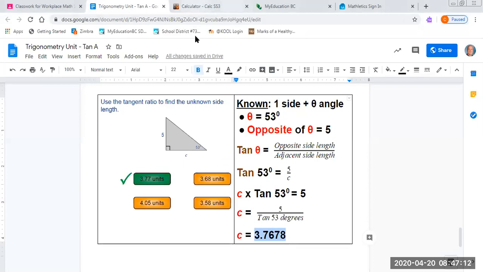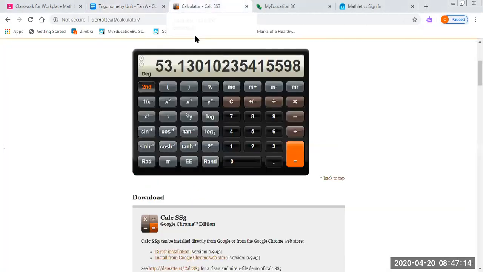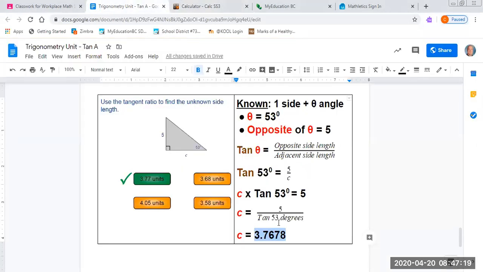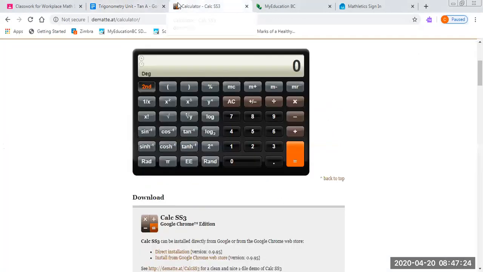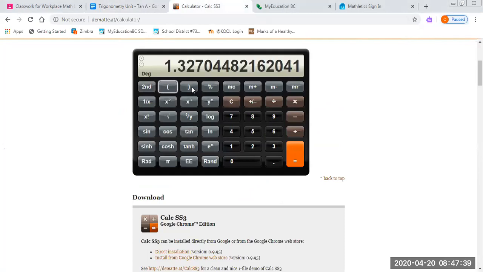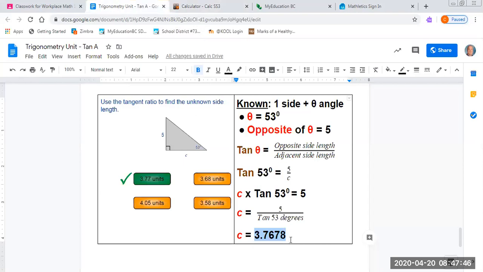Now let's just quickly take a look at how we could solve that using this calculator style as well. So once again, we are looking at the tan of 53, so 5 over tan of 53. So how do we solve that? We would go 5 divided by, and then once again we have brackets here, so we go bracket, and then 53, and then I don't want the second function here, so I need to take that off, and so I have just a tan, and then close the bracket, and then hit the equal sign, and we're going to get that same value, 3.7677, that we got with the other calculator.